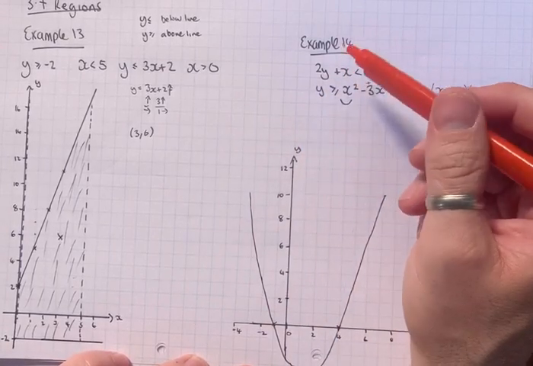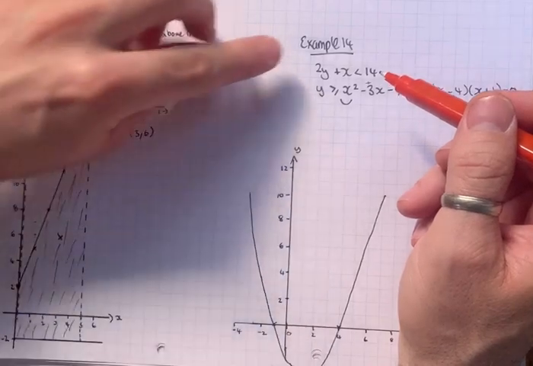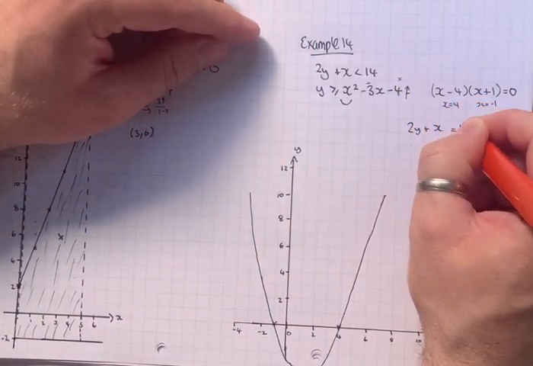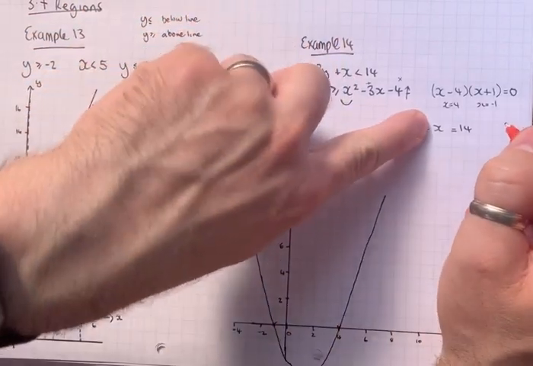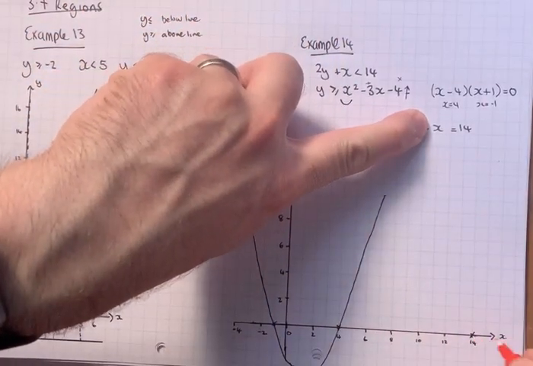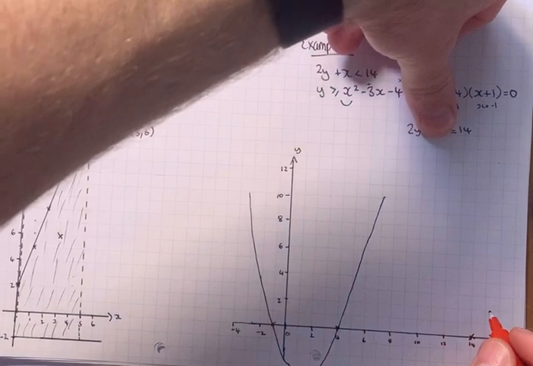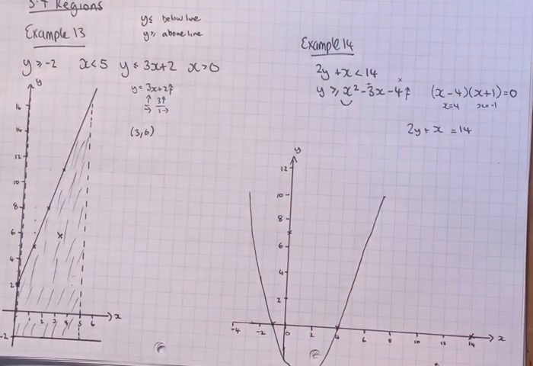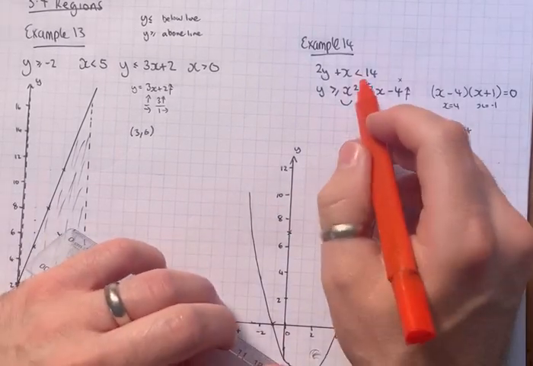What we can do with this one is work out where it crosses the x and y axis. I've got 2y plus x equals 14. If we cover up the y, that's where it crosses the x-axis. If we cover up the x, 2y is 14, y is 7, that's where it crosses the y-axis. And this needs to be a dotted line because it's not or equal to.